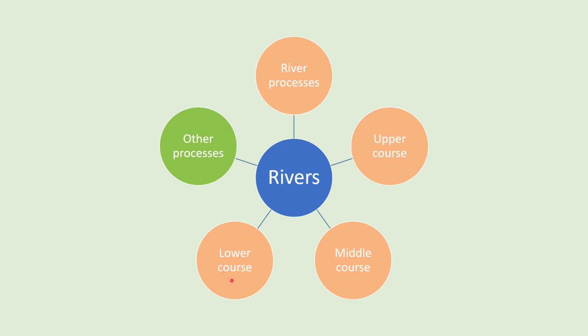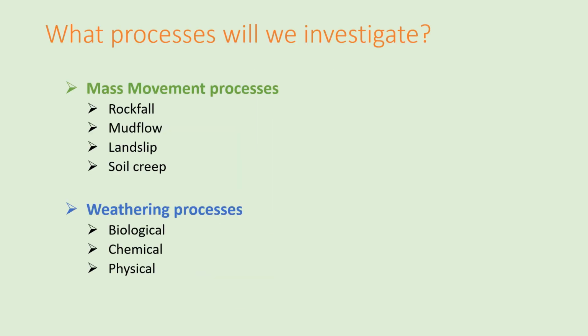Last lesson we started looking at the lower course. We looked at things like levees and estuaries. And now we're coming to the final bit of this unit, looking at rivers. And these are river processes, and that's other processes. So these are processes not part of the river, say, but happening next to it and important in understanding the features it forms. Okay, so what are we actually going to look at? Well, we're going to look at mass movement first. And that's basically, mass movement is stuff falling down a hill.